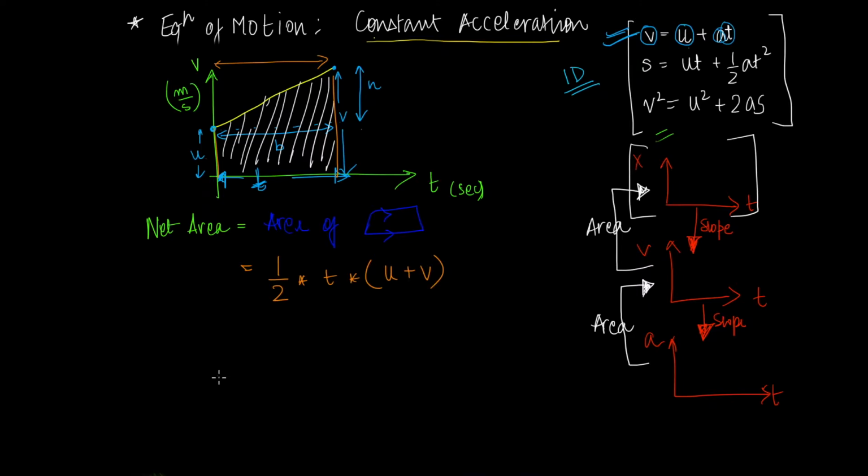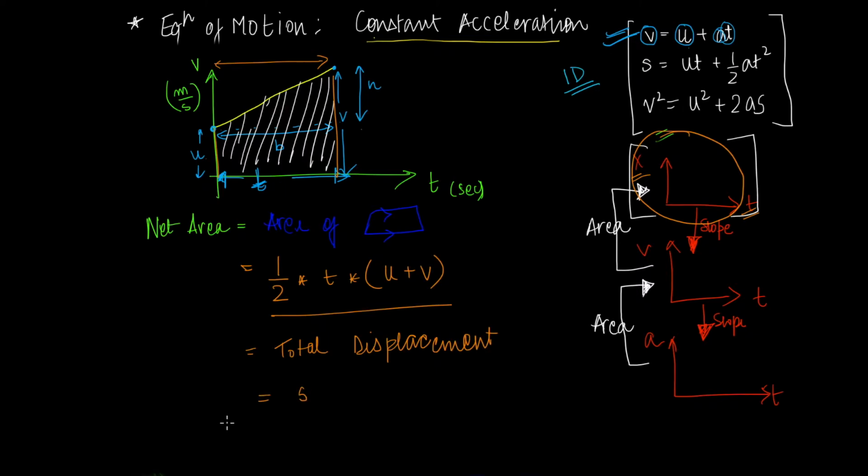Well, what do we know about the net area? We know that the net area would take us back to the realm of x versus t. And the only information we know from x versus t is the fact that this is position versus time. So if this is the net area, then this must be equal to the total displacement. And what is the total displacement? Well, the total displacement is given by the variable s. Therefore, the total displacement s happens to be t by 2 times (v plus u). So that is how you get another equation.